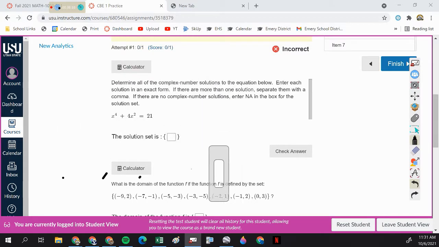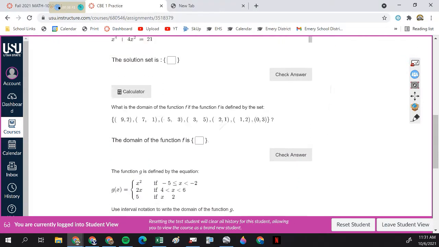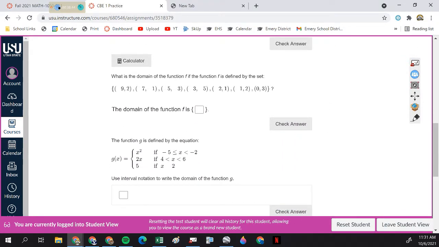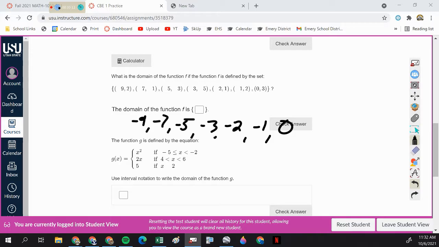Okay. What is the domain? It's just going to be all of the x's. Now, be careful on your Chromebooks if you're zoomed in wrong. Last year we had some kids that couldn't see the whole problem, and they didn't see the little bar at the bottom that needed to scroll. So the domain in this case will be negative 9, negative 7, negative 5, negative 3, negative 2, negative 1, and 0. If a number's listed twice, don't put it twice, just put it once. Okay? Easy enough?